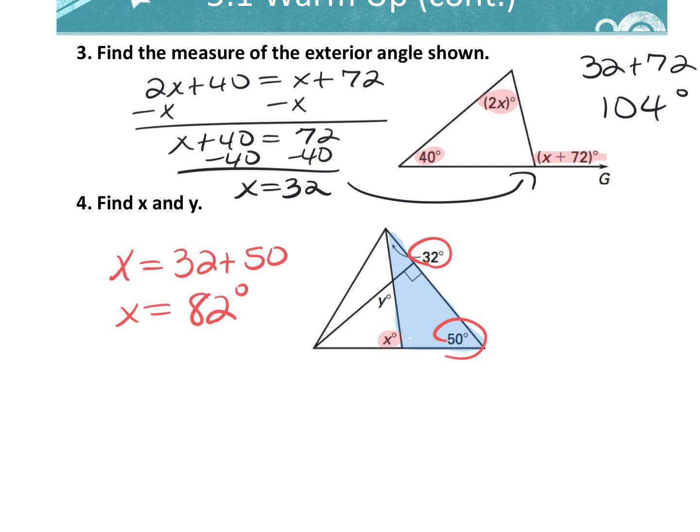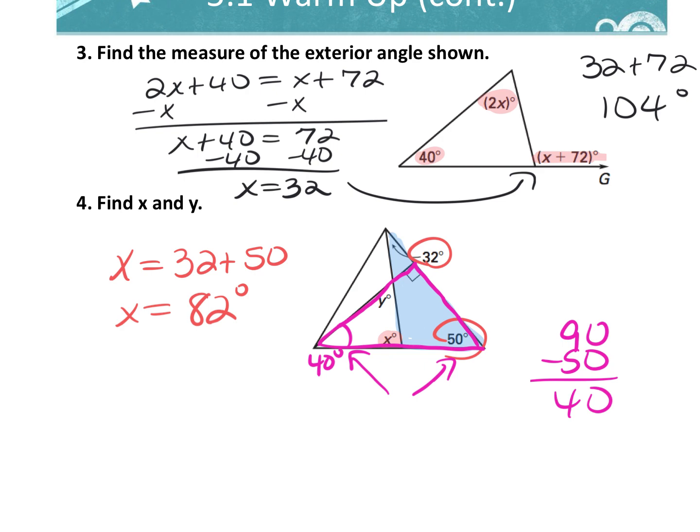Now, to find y, what I can do here, and again, I can do this different ways, but the way I'm going to do this one is I'm going to focus on this triangle right here. It's a right triangle. And I'm going to find the measure of this angle first. And I'm going to use that corollary because I know that these two acute angles are complementary. So I'm just going to do 90 minus 50. And this angle that's up here is 40 degrees.